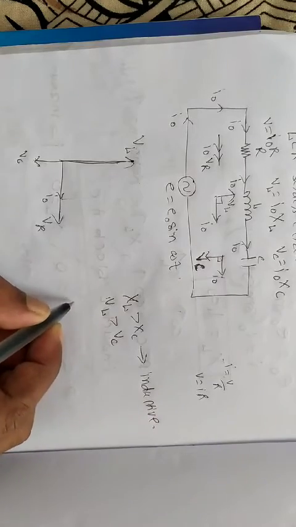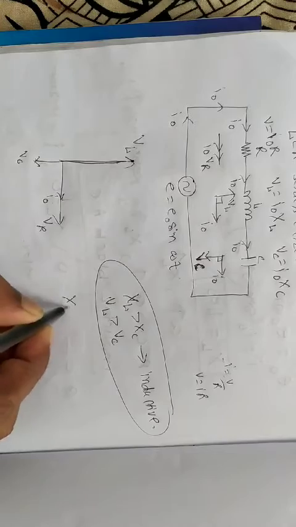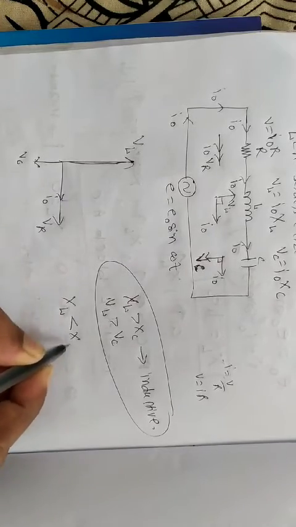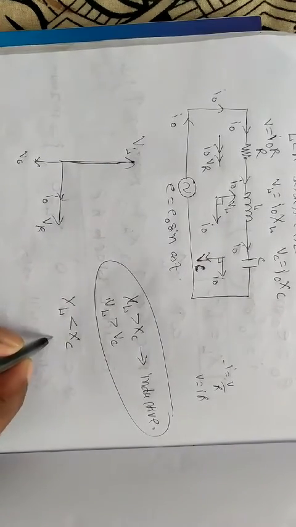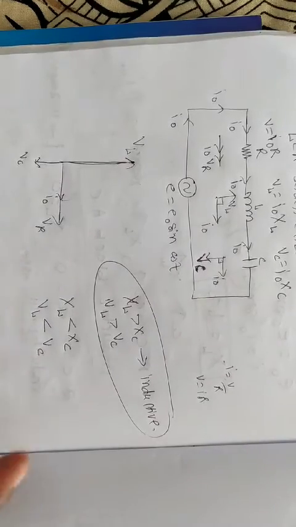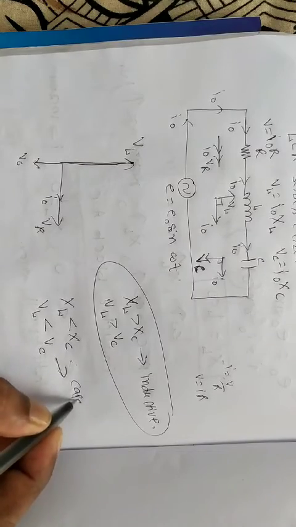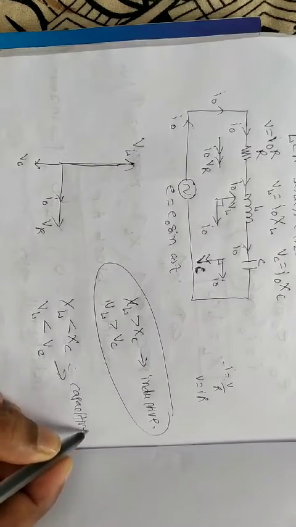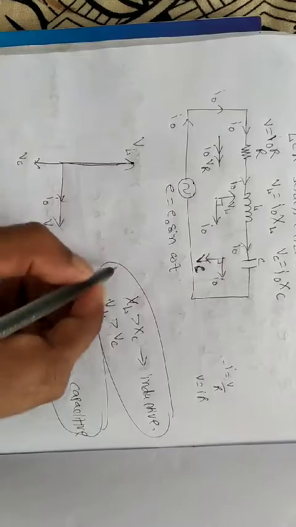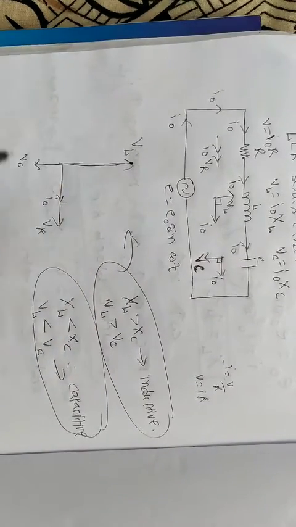Now, if suppose XL is less than XC, then what will happen? VC will be more than VL. This will become a capacitive circuit. But in this situation, I am taking the case that XL is more than XC. That means VL is more than VC.